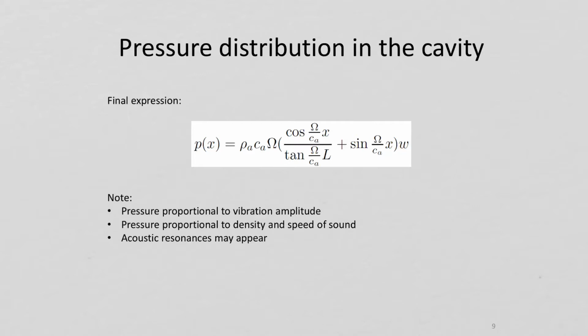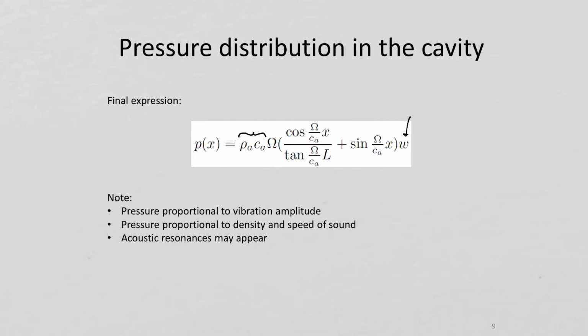We can see that the pressure that we get inside the acoustic channel is directly proportional to the vibration amplitude of the mass. So the more the mass vibrates, the larger the pressure in the channel. This is perhaps not surprising. We can also see another thing that's a little bit interesting, that the pressure is directly proportional both to the density of the acoustic medium and also to the speed of sound in the acoustic medium.